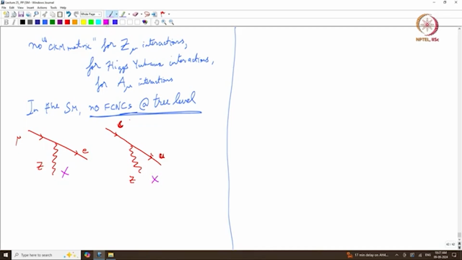See, its flavor changed, but it is still neutral, right, unlike with the W boson interaction where you have a flavor change, but with a charged vertex, correct. But it also means I cannot have a muon going to an electron spitting out a photon either, nor a Higgs. That is what this statement generically means. At tree level there are no flavor changing neutral currents.